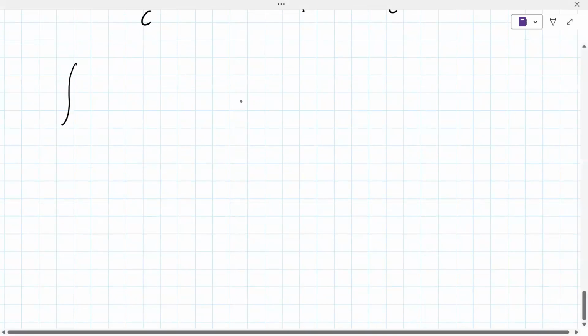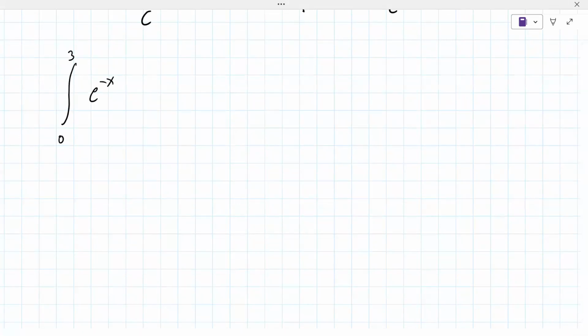So a problem might look like this. You might say the integral from 0 to 3 of e to the minus x dx, and we want to do n equals 2. Okay. So could you calculate your delta x for me, please? 3 halves, right? 3 halves or 1.5, depends on how you want to look at it.